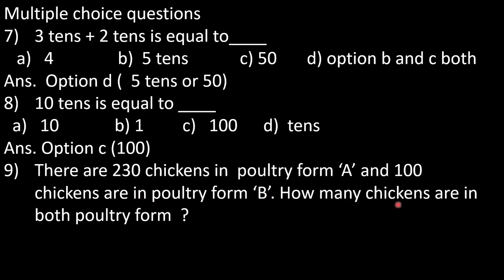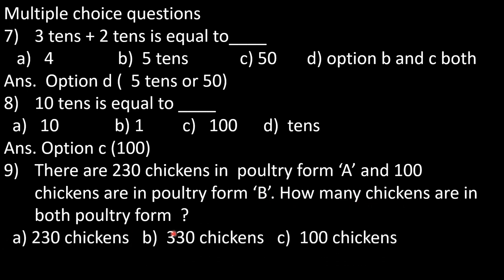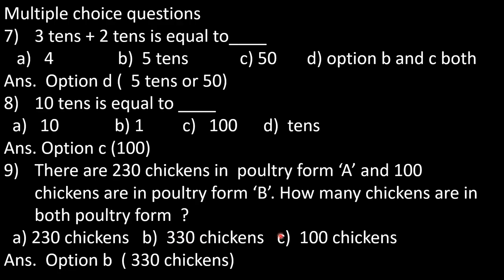So how many chickens are in both poultry farms? तो बताइए दोनों पोल्ट्री फॉर्म में कितने चिकन्स हैं. Options are A 230 chickens, B 330 chickens, C 100 chickens. So option B, 330 chickens, is correct.